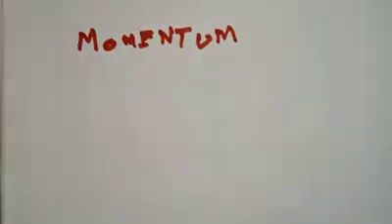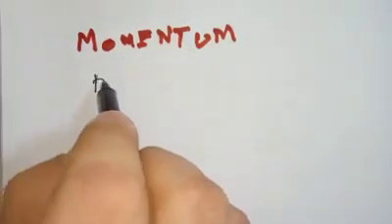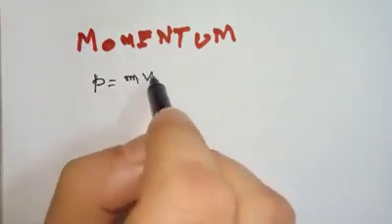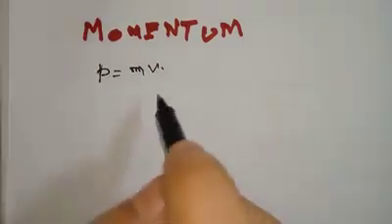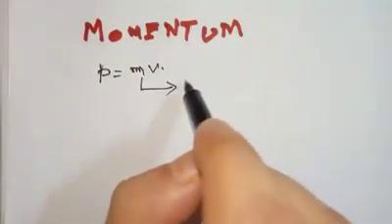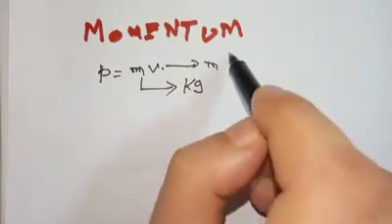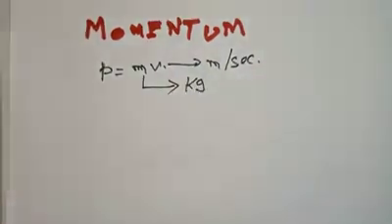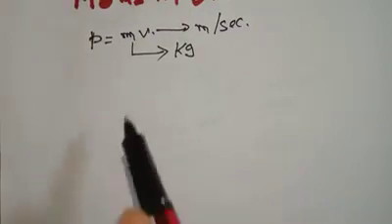Now, momentum, as we know, is given by the notation P equals mv, where we denote momentum as P equals m times v. This is mass, this is velocity. Right. Now, this mass is measured in terms of kilogram. This is the unit. Velocity is measured in terms of meters per second. Right. Now, what is the rate of change of momentum?